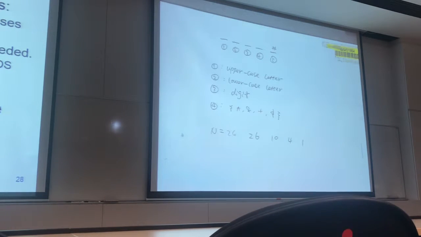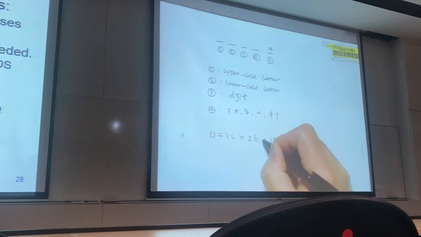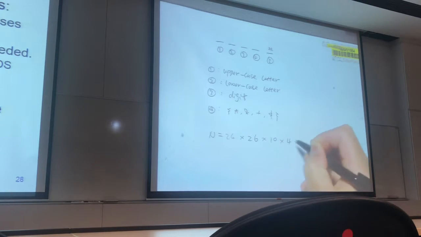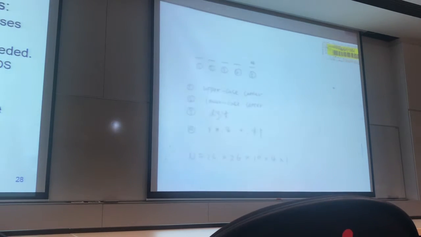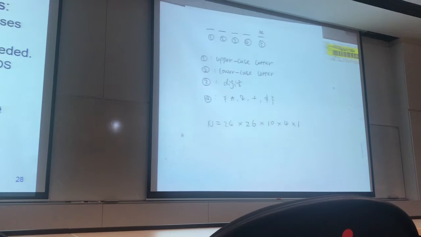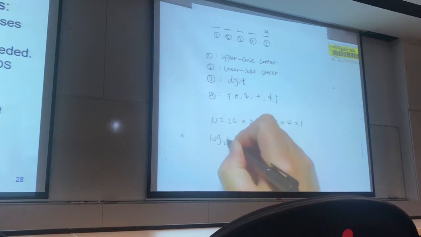So how many possible passwords in total? Here you add them or multiply them? Multiply. So don't make a mistake. Many students make a mistake. They add these numbers together. But you need to multiply these numbers, because for each position you have so many possibilities. So if you want to count the total, you need to multiply them. So this is n. Now log n will be the entropy.